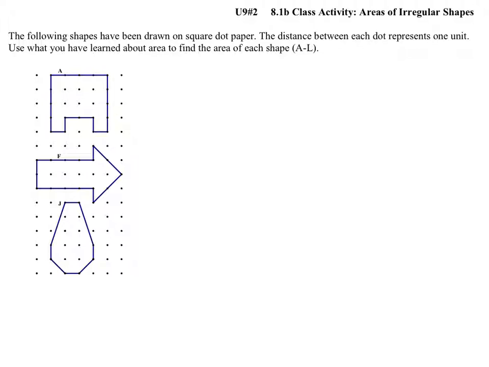All right, the following shapes have been drawn on squared dot paper. The distance between each dot represents 1 unit. Use what you've learned about area to find the area of each shape. We're going to do this a little bit out of order because it's A through L, but we're just looking at A, F, and J.